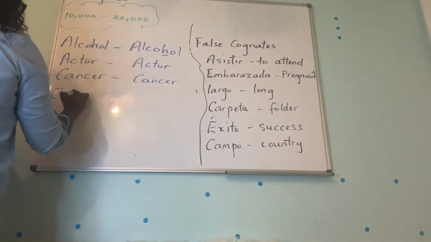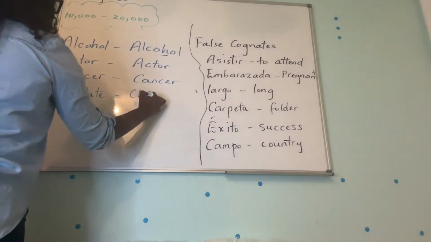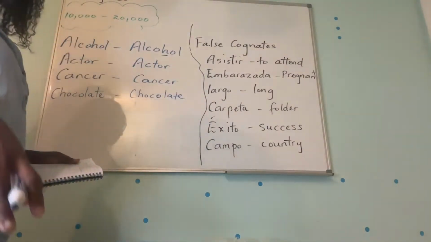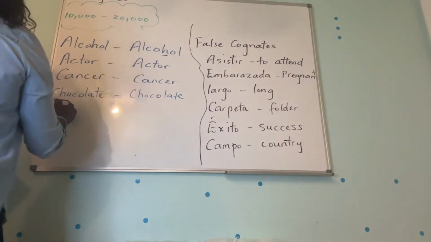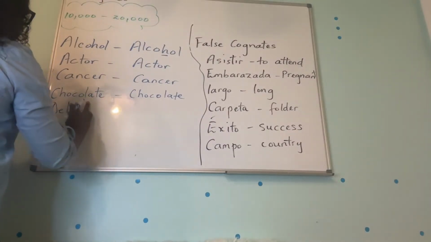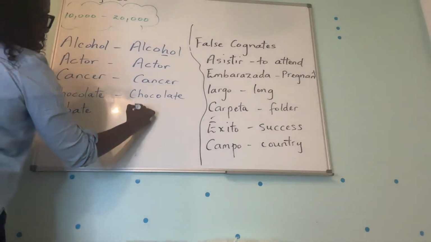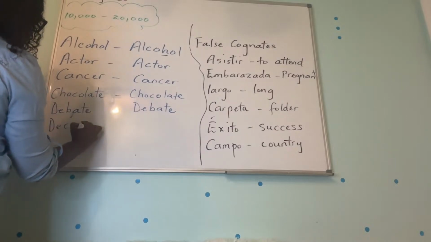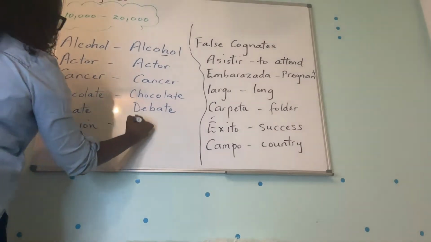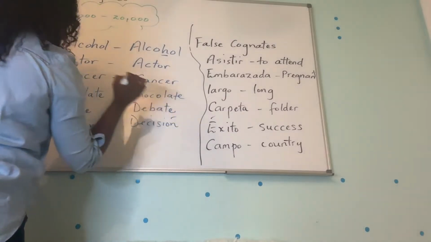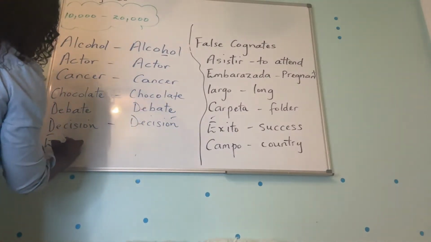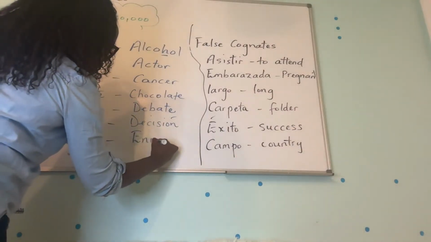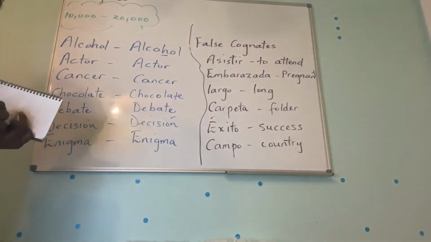We have chocolate, chocolate. Okay, and these ones are spelled exactly the same. Okay, and then let's go to the D section. We have debate, debate, which in Spanish is debate. We have decision. En español, eso es decisión. We have enigma, which is an academic word in English that means a mystery. And in Spanish, it is the same thing, enigma, enigma.